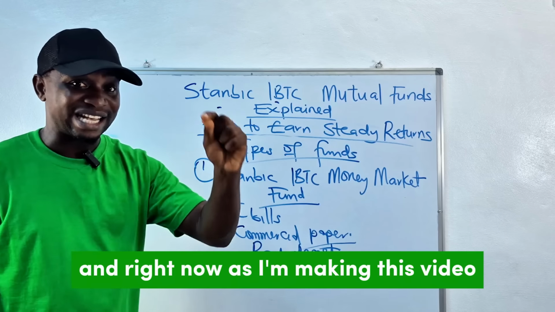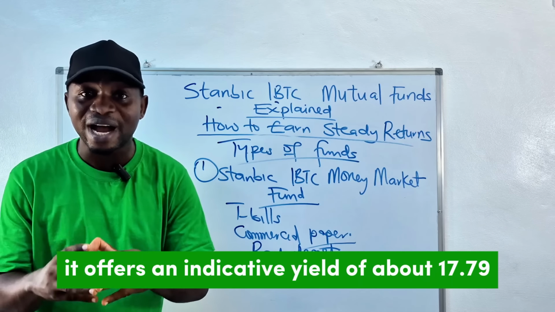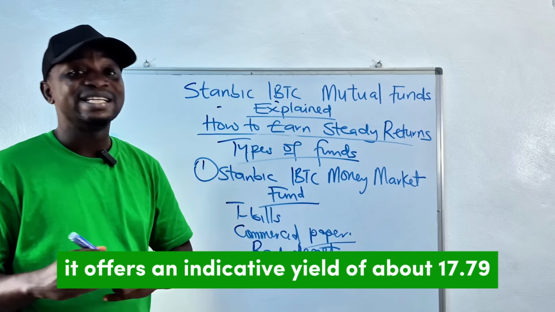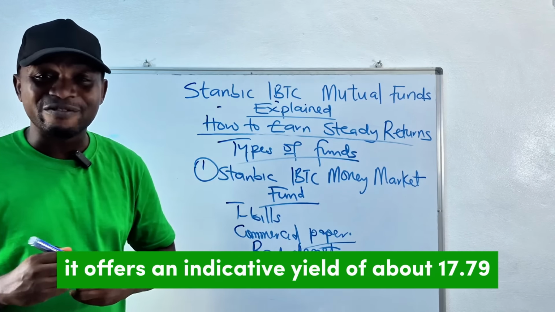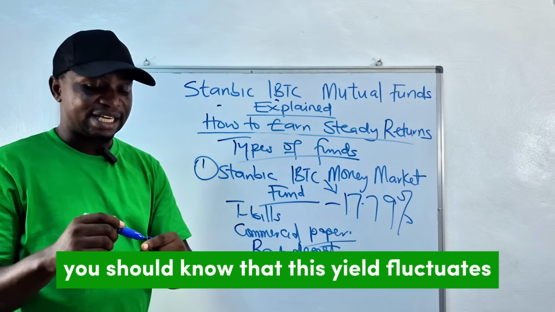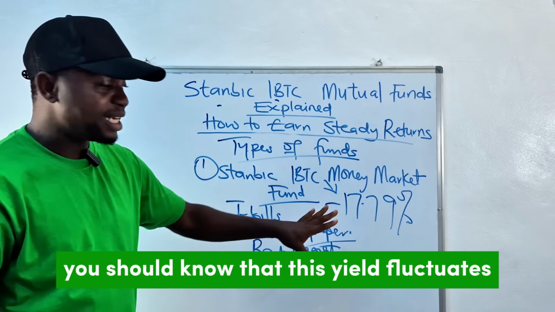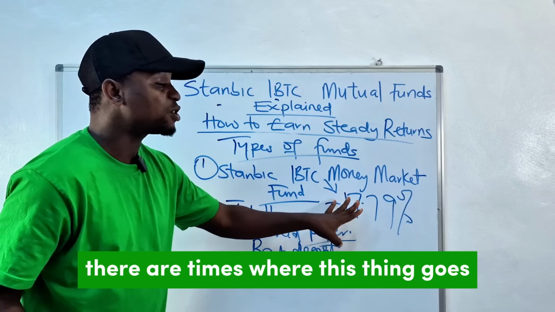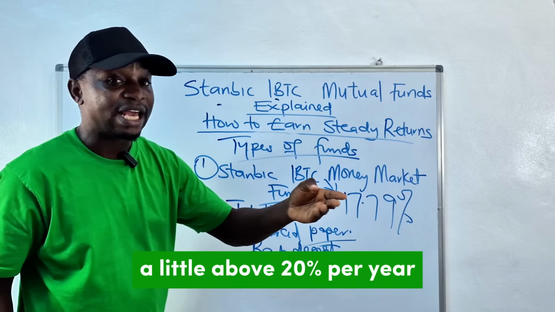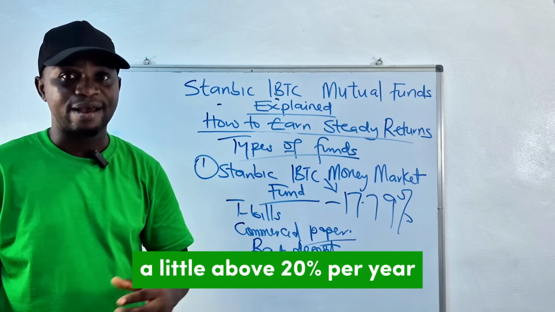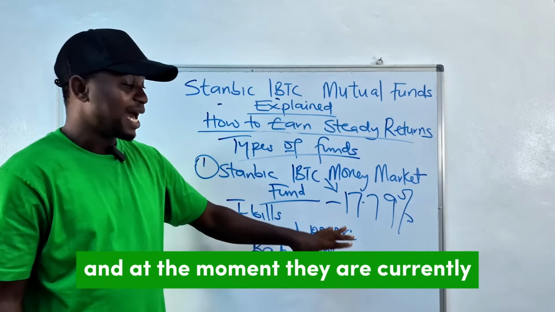And right now, as I'm making this video, it offers an indicative yield of about 17.79%. You should know that this yield fluctuates. Sometimes it can go up, it can go down. There are times where it goes a little above 20% per year. And at the moment, it is currently one of the highest among low-risk funds in Nigeria.